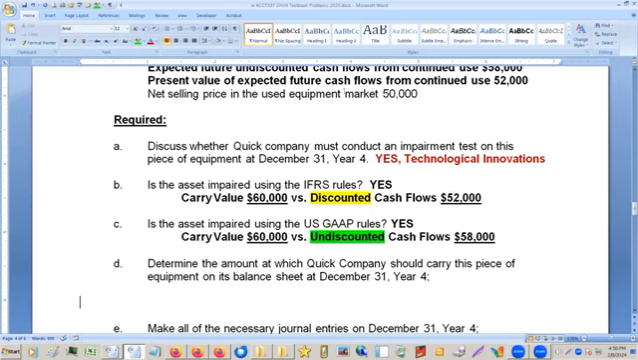And we do not look at the market price on these. We look at the higher of these two, basically. Okay. So the higher of the discounted cash flows is 52,000.